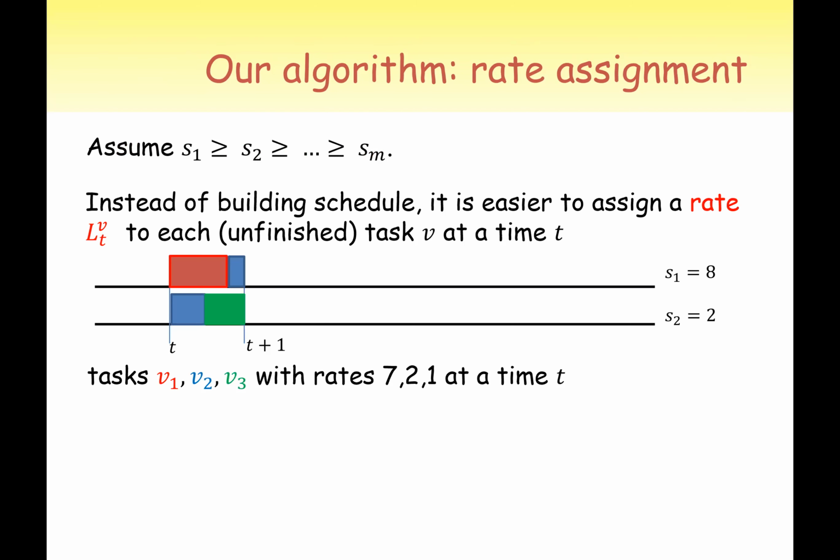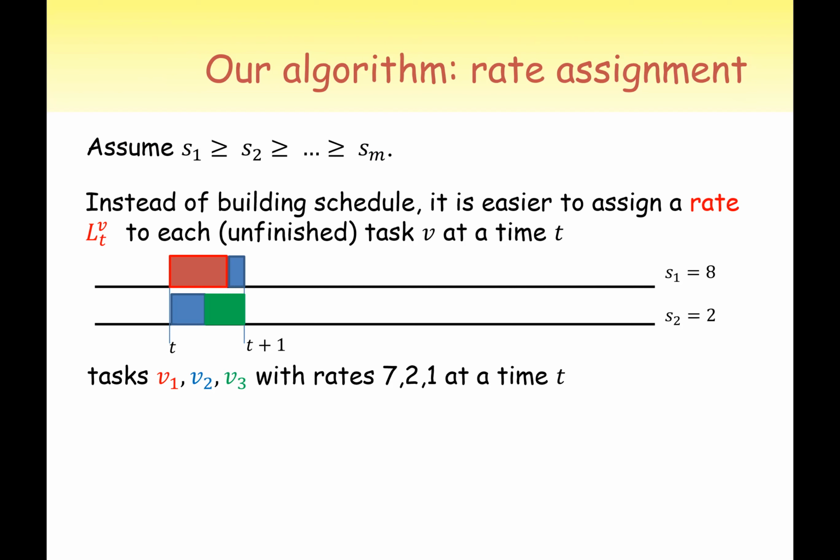So let's take an example. Let's say there are two machines of speeds 8 and 2, and suppose we have 3 tasks. We'll discretize time just for the sake of convenience. So let's say from time t to t plus 1, we can say that task V1 is being processed at rate 7, V2 at rate 2, V3 at rate 1. What that means is that during this slot, because in a unit time the first machine can do 8 units of processing, out of that 8, 7 goes to V1, then 1 goes to V2. But the second machine again gives 1 unit of processing to V2 and 1 unit of processing to V3 because its speed is 2.